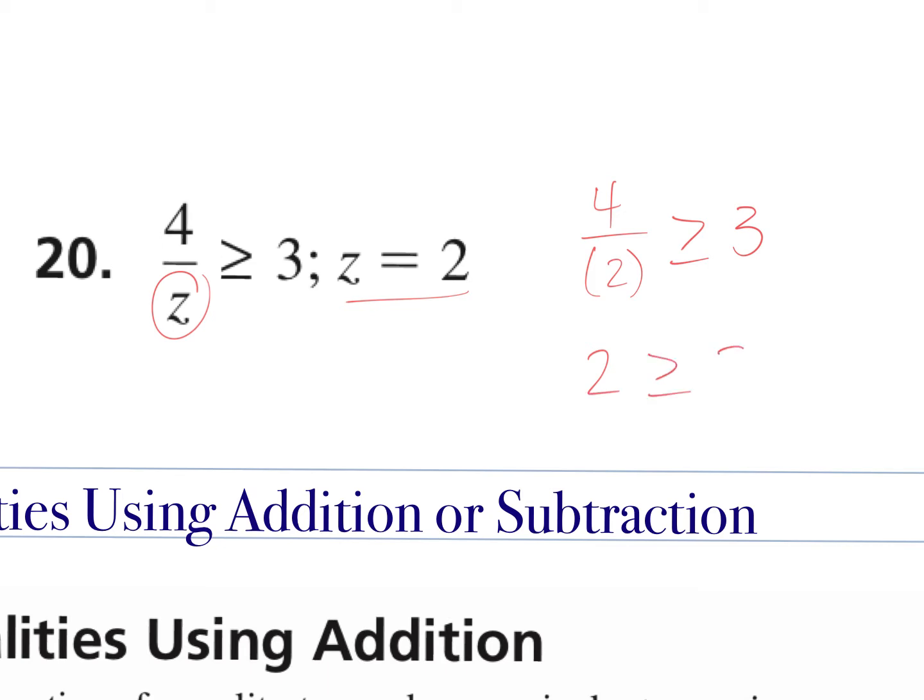Excellent. And 2 greater than or equal to 3 is not a solution. So did you put a slash through it? Did we all put slashes through it? Guys, I'm grading you based on this slash. If it's not a true inequality, you need to put a slash through it.